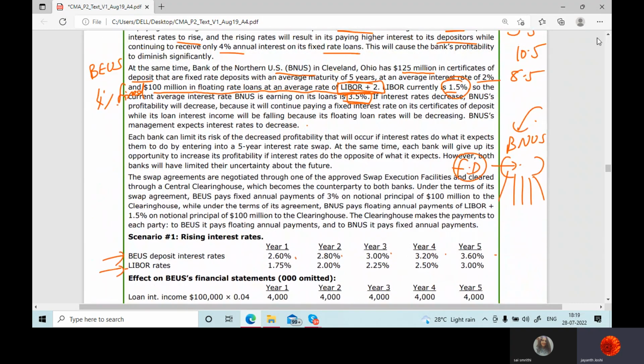Now, let's go further and understand what the next thing is in the question. Each bank can limit its risk of decreased profitability that will occur if the interest rates do what it expects them to do by entering into a 5-year interest rate swap.